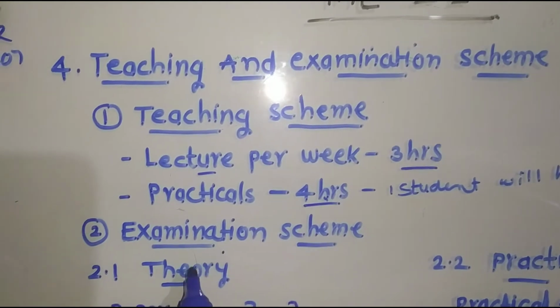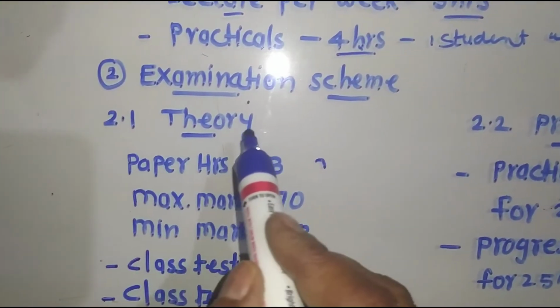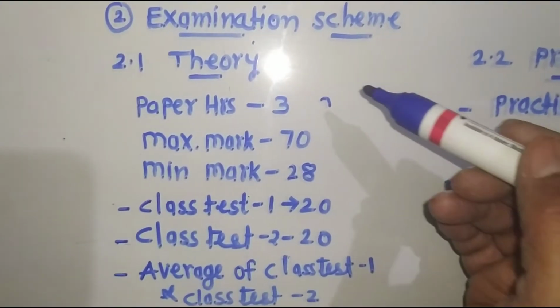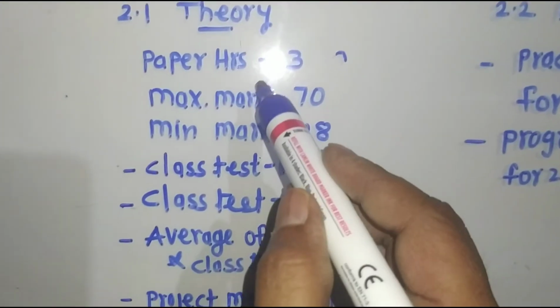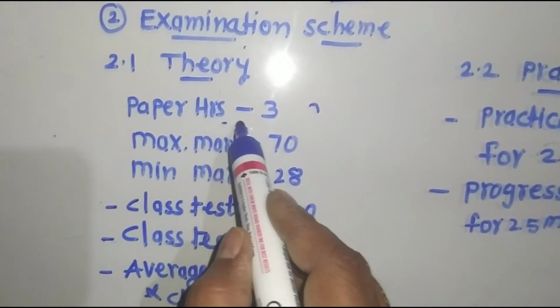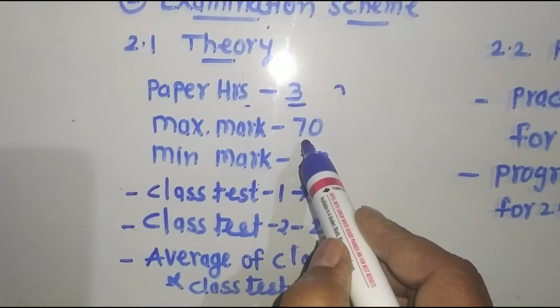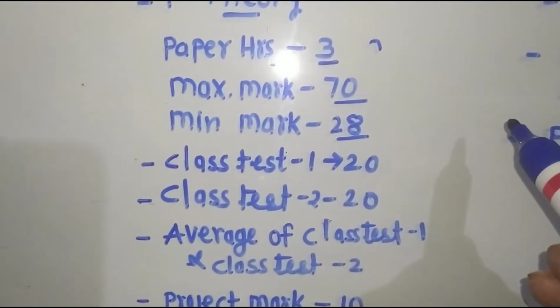Now let us see the examination scheme. The examination scheme is divided into theory and practical. The theory is purely theory on unit 1, unit 2, unit 3. The paper is a board examination paper. They are given 3 hours. The paper is of 70 marks. You have to score a minimum of 28 marks for passing.